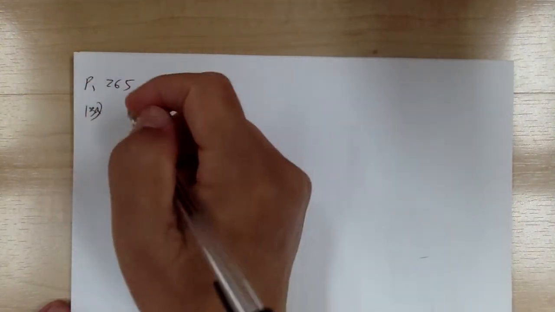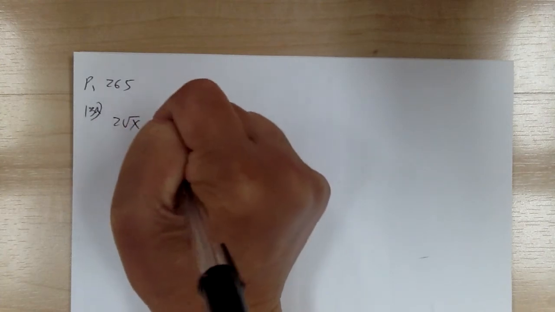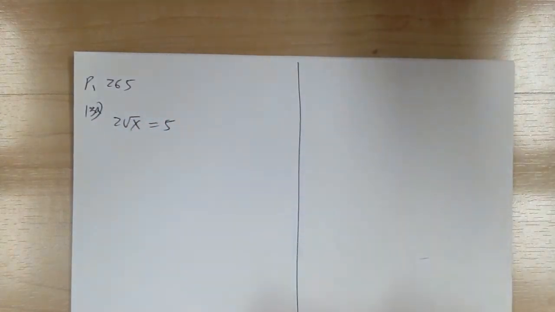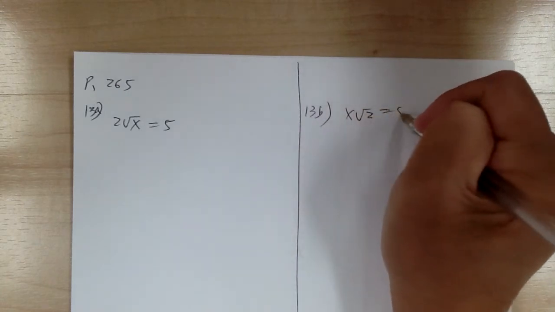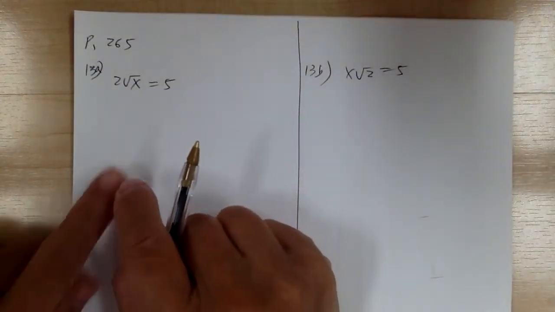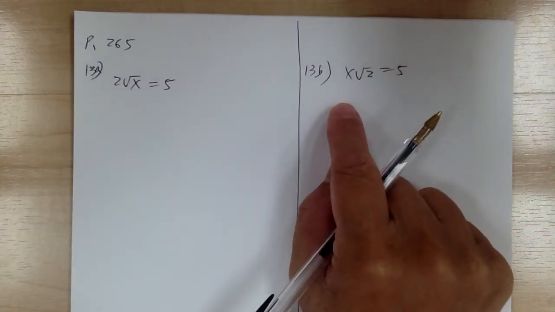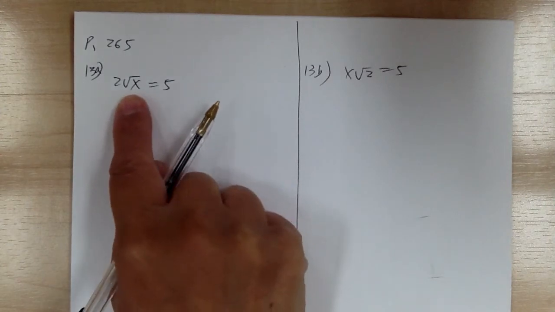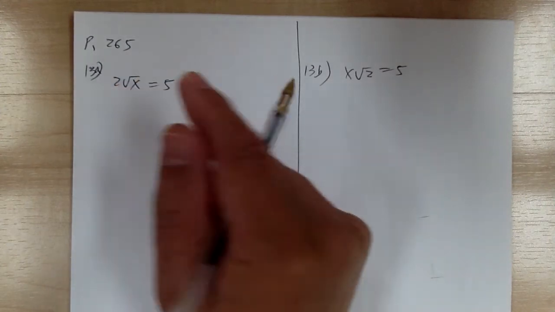Okay, let's go to number 13. Number 13, you have two different kinds of equations. The A is 2 square root of x equal to 5. And 13b is x square root of 2 equal to 5. They look very similar, but they are totally different kinds of equations. This is a regular equation. This is a radical equation. So this one you need to go and isolate the square root because this is a radical equation, because the variable is inside the square root.